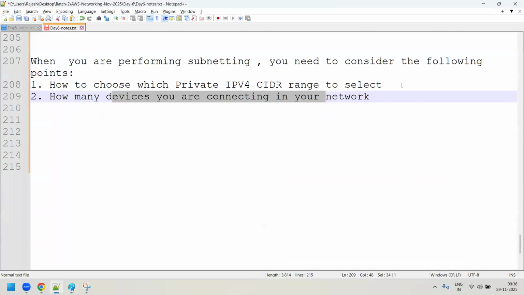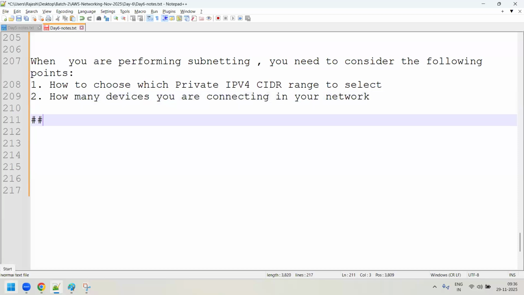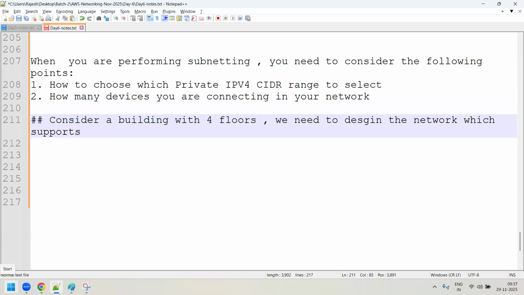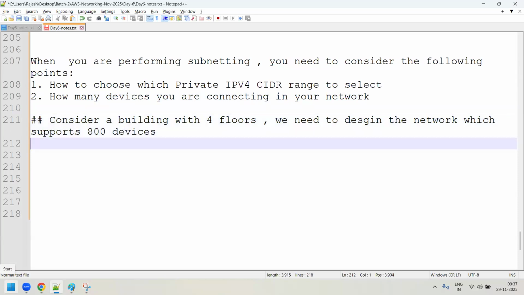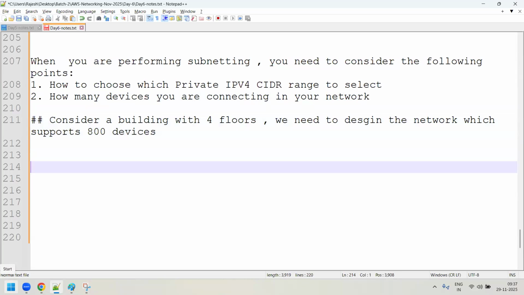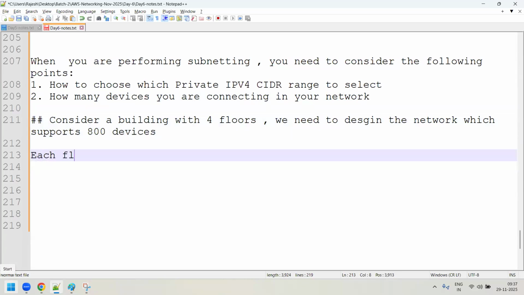So I'm taking an example now. Consider a building with 4 floors. We need to design the network which supports how much? 800 devices. Correct, right? So each floor requires 200 devices to be connected.